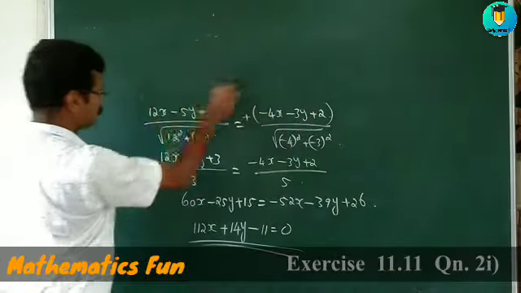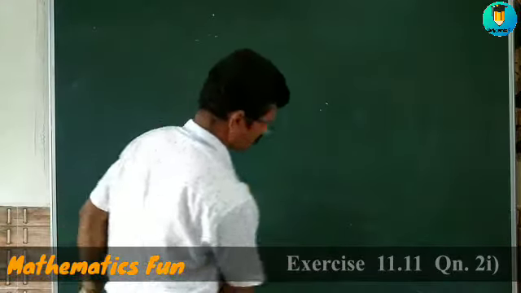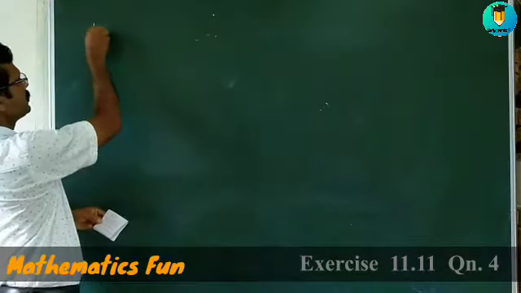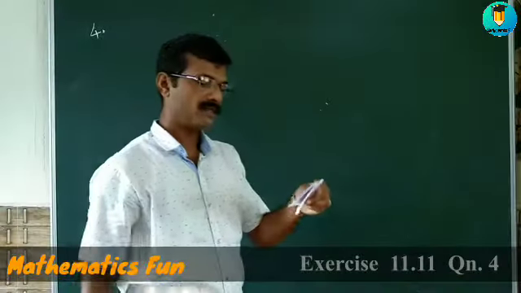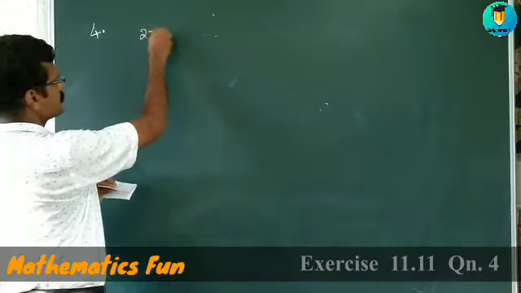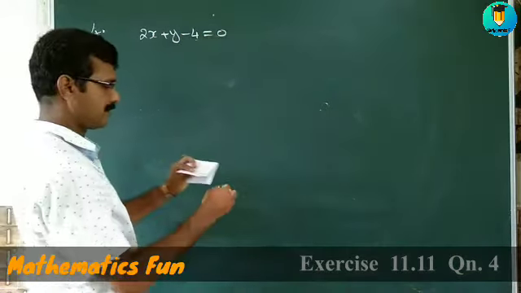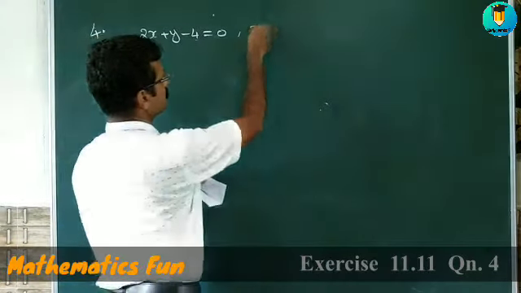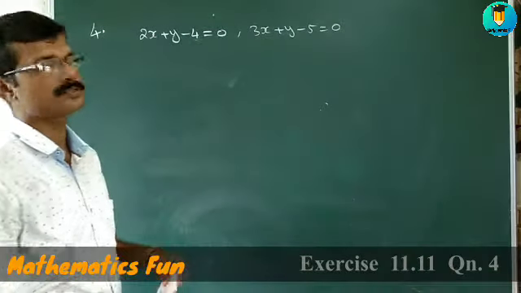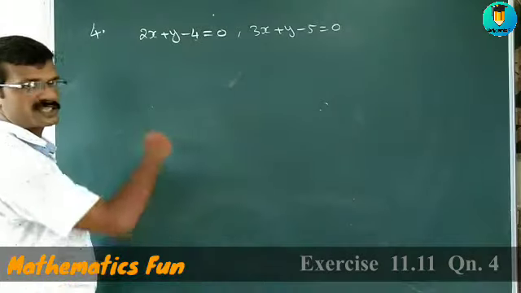Now we will do another sum. Question number 4. Find the bisector of the obtuse angle between the lines 2x plus y minus 4 is equal to 0, this is one of the lines, and another line 3x plus y minus 5 is equal to 0. We need the obtuse bisector. This I have also explained how to do.